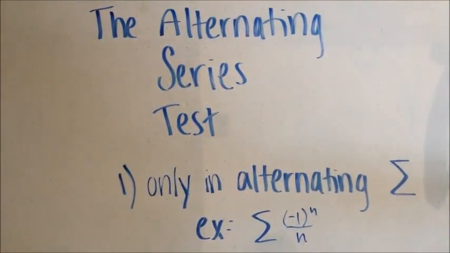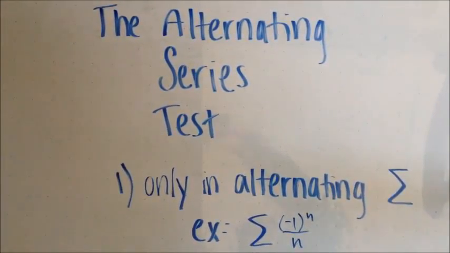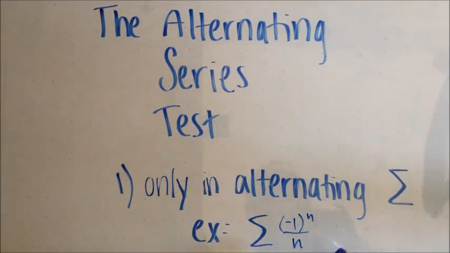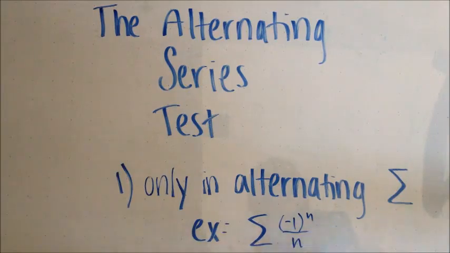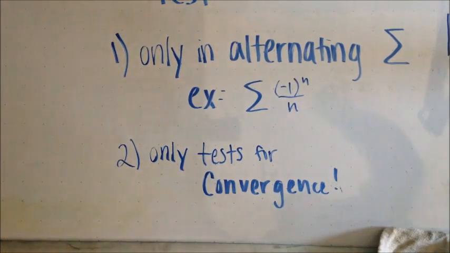Alright, so today we're going to be talking about the alternating series test, and there's a couple things we want to keep in mind when we are using this test. The first thing, obviously, is that it can only be used in an alternating series, for example, (-1)^n over n, and it only tests for convergence. So if the alternating series test fails to test for convergence, you cannot assume that it's divergent.